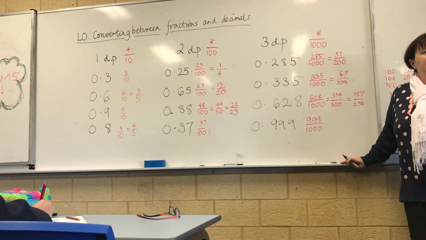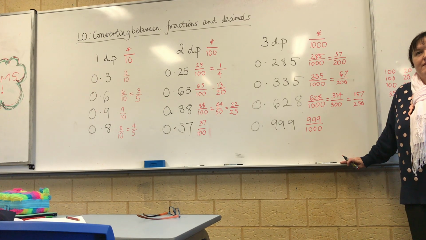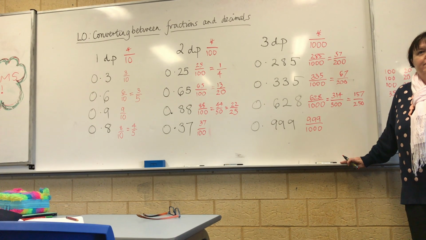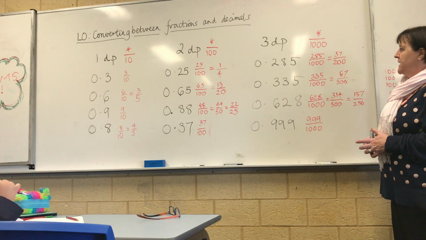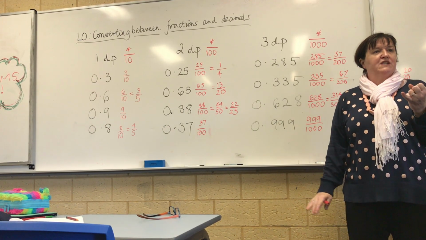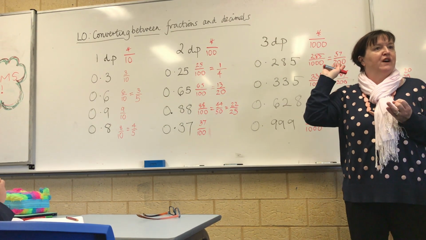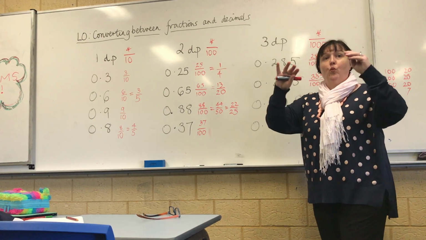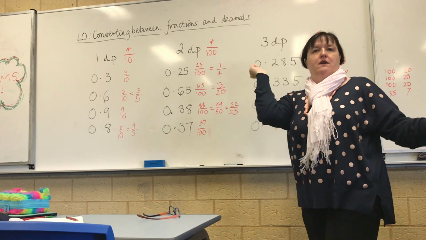Okay, and then 999 over 1,000. Any common factors? No, so it stays as it is. It stays as 999 over 1,000. Okay, so the three things you have to remember: if it's one decimal place, you put it over 10. Two decimal places, you put it over 100. 3 decimal places, you put it over 1,000. And then when you've done that, you have to look to see if you need to simplify.